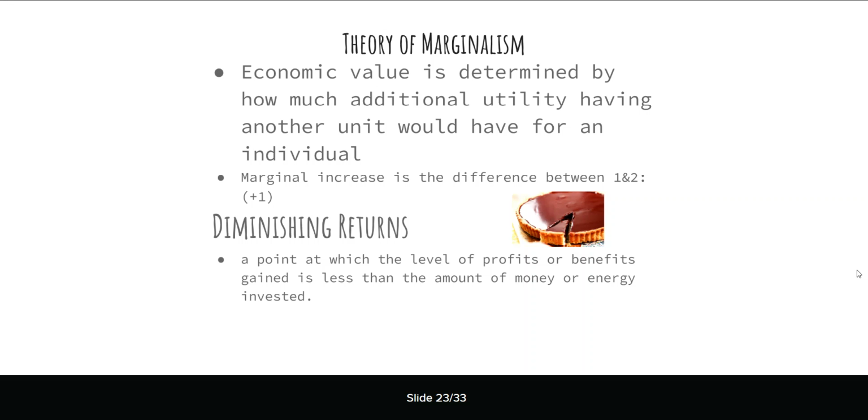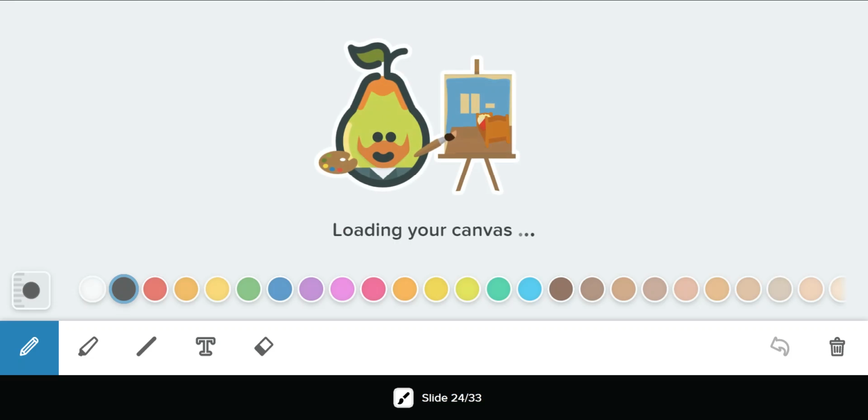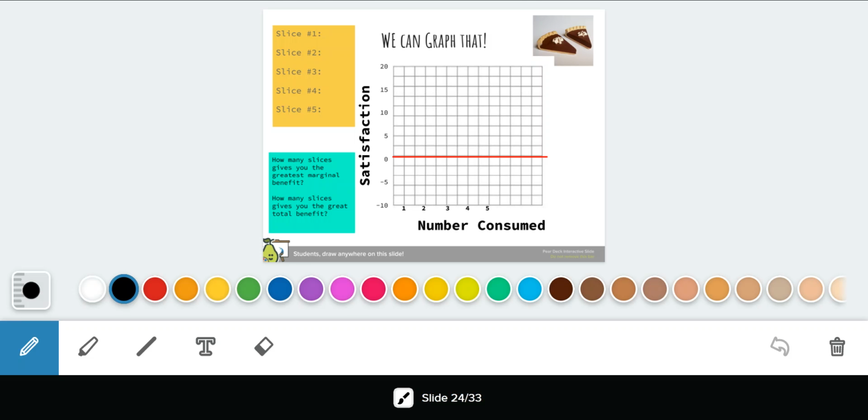Diminishing returns is the point where adding these next steps, having a marginal increase, is no longer going to benefit you. And there's a way to graph this, and that's what the assignment is. So I will show you how to graph it. In my little scenario right here, we're going to pretend that we're eating chocolate pie, and we're going to say how much we would enjoy it. Now you can see from the picture the chocolate pie looks delicious.